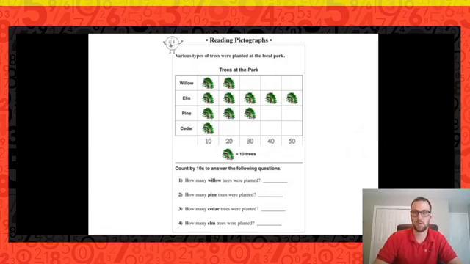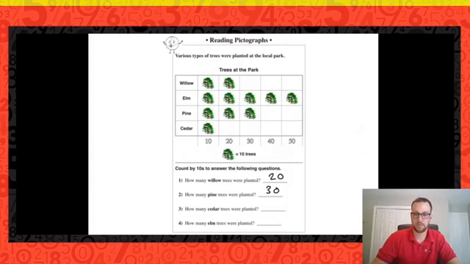How many willow trees do I have? We also have a little bit of a hint on this first one with the dotted lines telling us a little bit more information. How many willow trees do I have? 20. Nice job. Okay, about how many pine trees? Well, I'm looking at my pictograph here, and I can see there's my pine trees. And I've got 10, 20, 30. 30 pine trees.